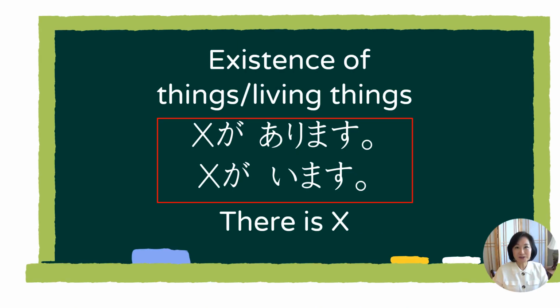Let me introduce a new type of verbs today. We'll be focusing on verbs for existence, not actions. And these are the ones. あります and います。Some textbooks only introduce the first one, あります, but in today's lesson, I will introduce both あります and います as they follow the same sentence structure.